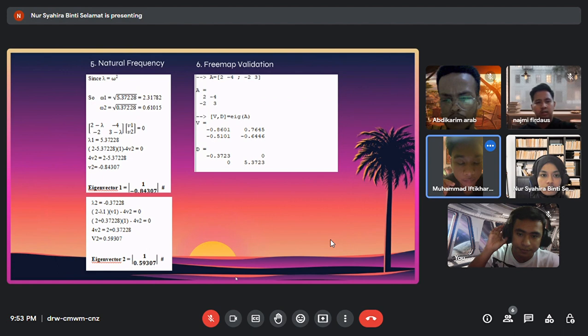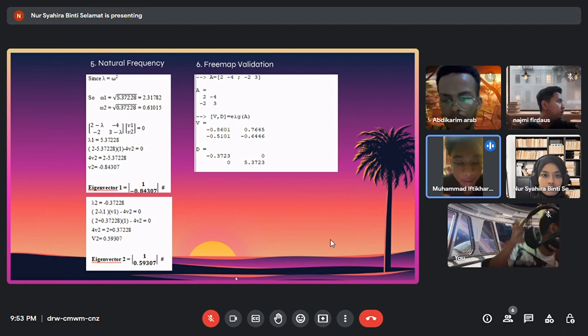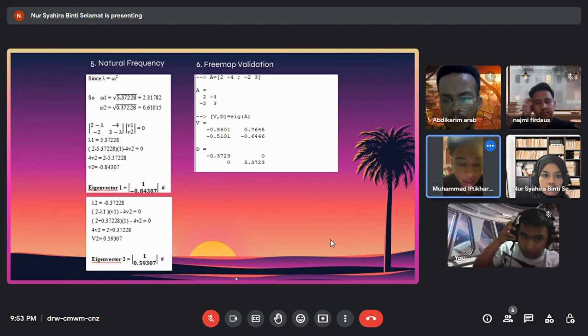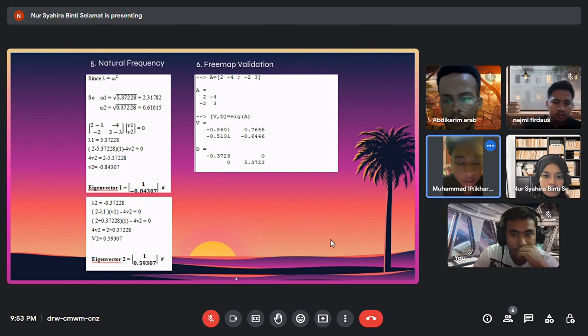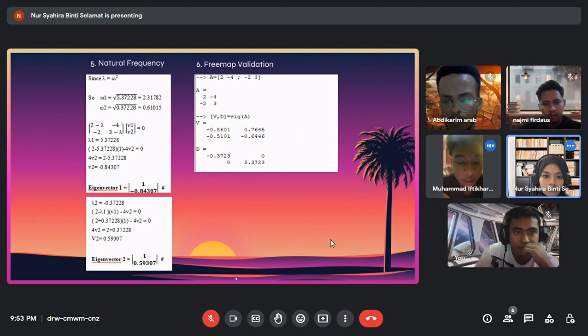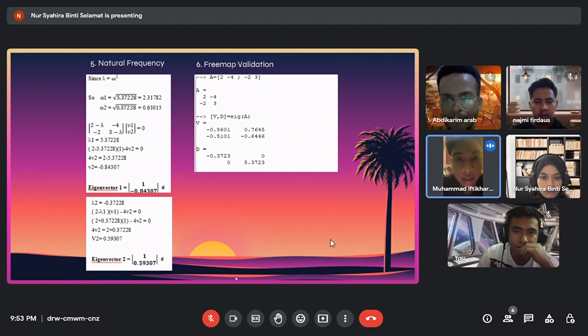For the omega 2 we got 0.315. After that we got the eigenvector 1 equal to 1 and 0.4387. And for eigenvector 2 we got 1. So we make the solution. So the answer is 3. So next.